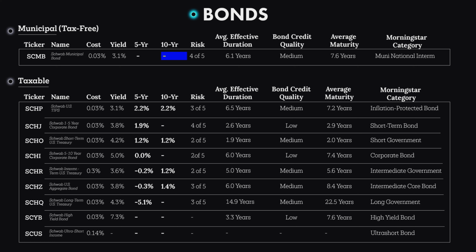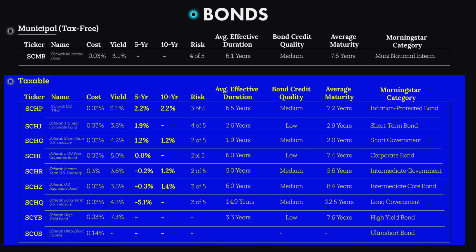The average effective duration of the bonds inside this portfolio is 6.1 years. The credit quality of the bonds inside this portfolio on average is medium. The average maturity of the bonds that are held in this portfolio mature in 7.6 years. And the category, according to Morningstar, of this specific ETF is Muni National Intermediate. Now we can see the same thing on all of the taxable bonds.